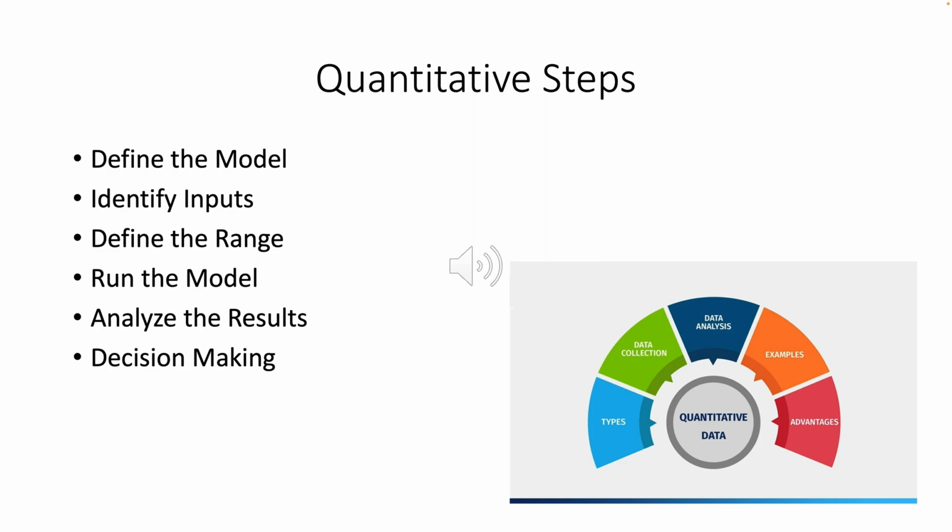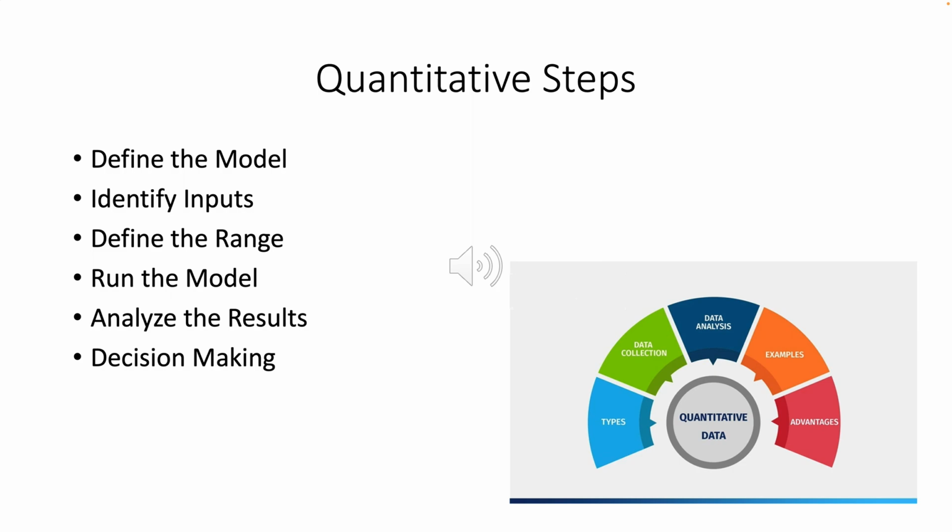Slide 4, Quantitative Steps. Define the model. Start by defining the model that represents your project or decision. This could be a financial model, a simulation model, or a mathematical model. Identify inputs. Identify the inputs to your model. These are the variables that could potentially impact your project or decision. Define the range. Define the range of variation for each input. This could be based on the historical data, expert opinions, or industry standards.